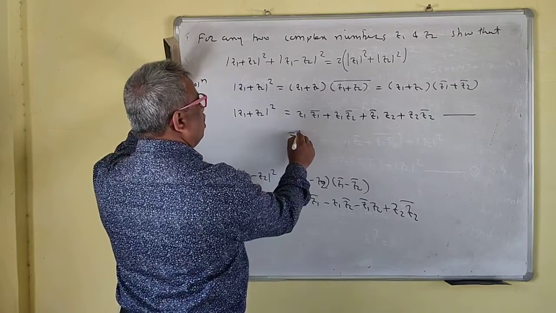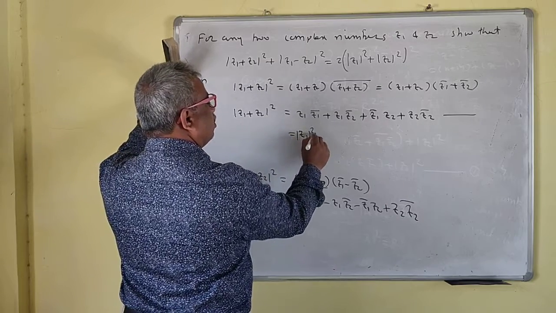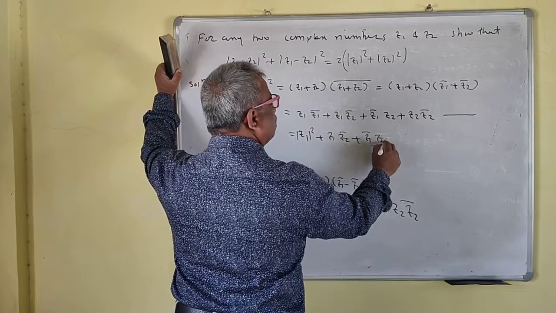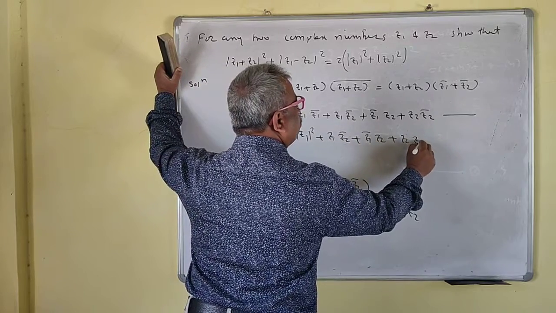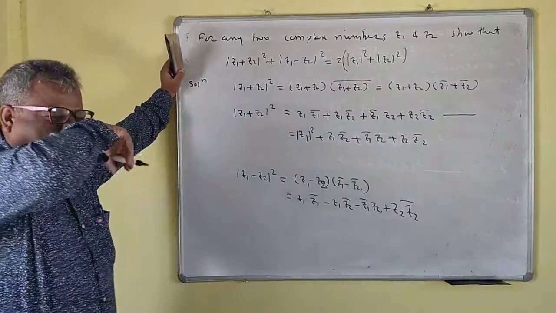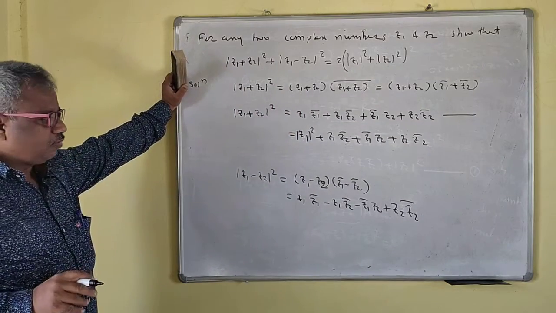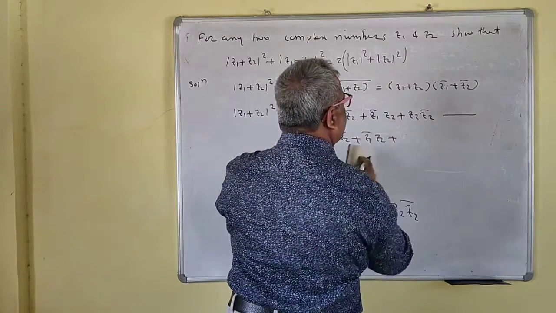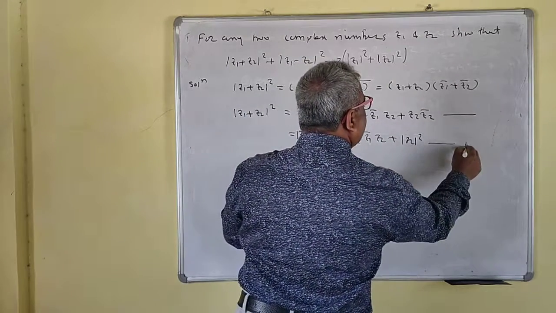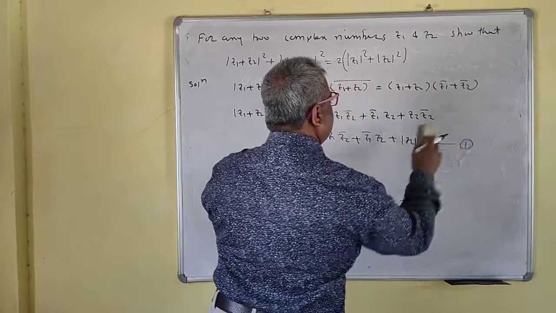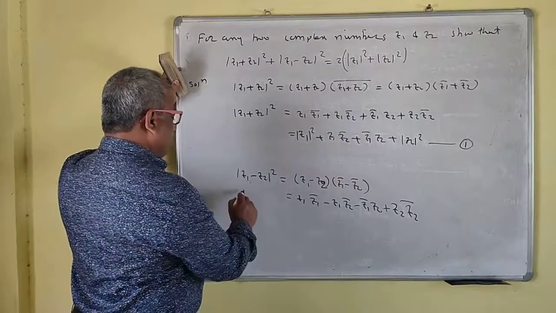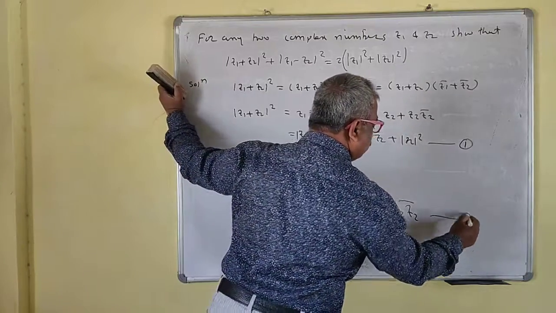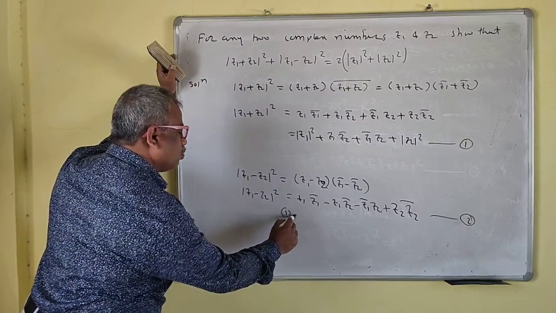Directly we can write mod of z1 square, and we keep the cross terms as they are: z1 bar z2 plus z2 bar, plus mod of z2 square. I will call this 1. Now this is mod of (z1 minus z2) square. We will call this 2, and we will take 1 plus 2 now.